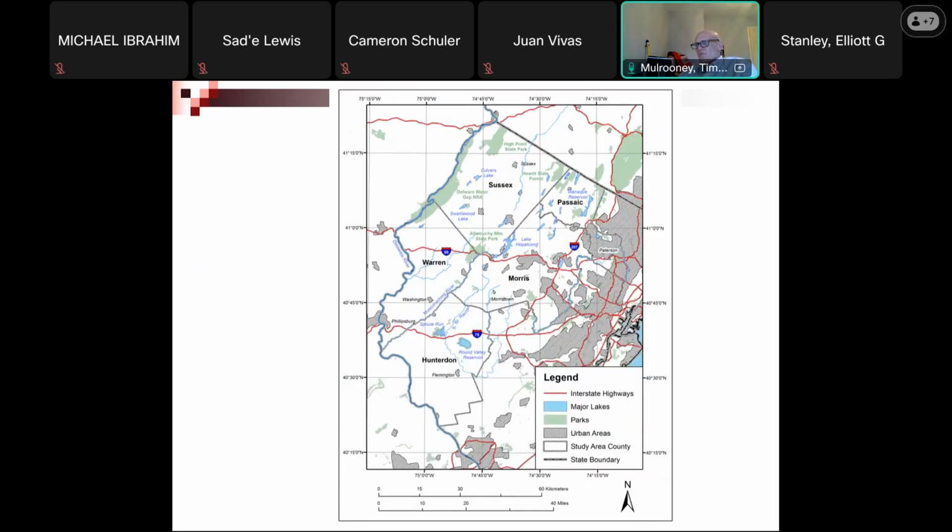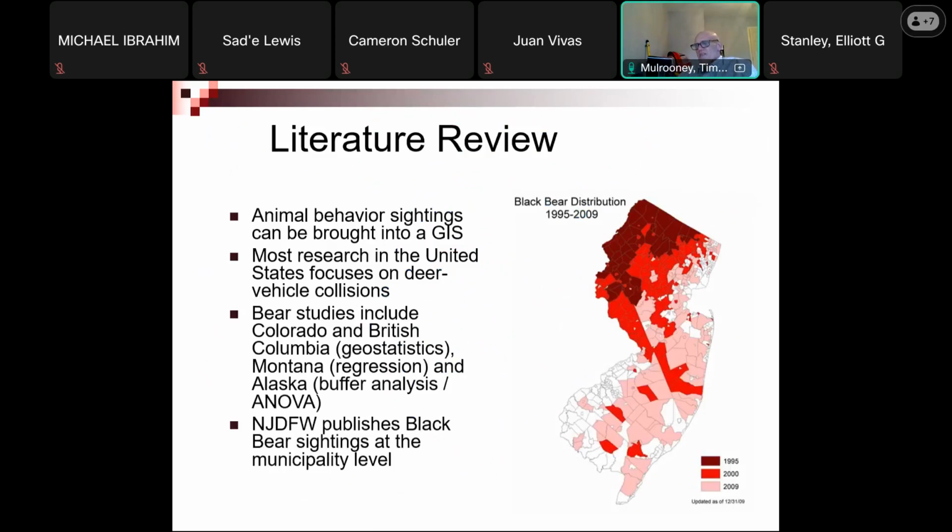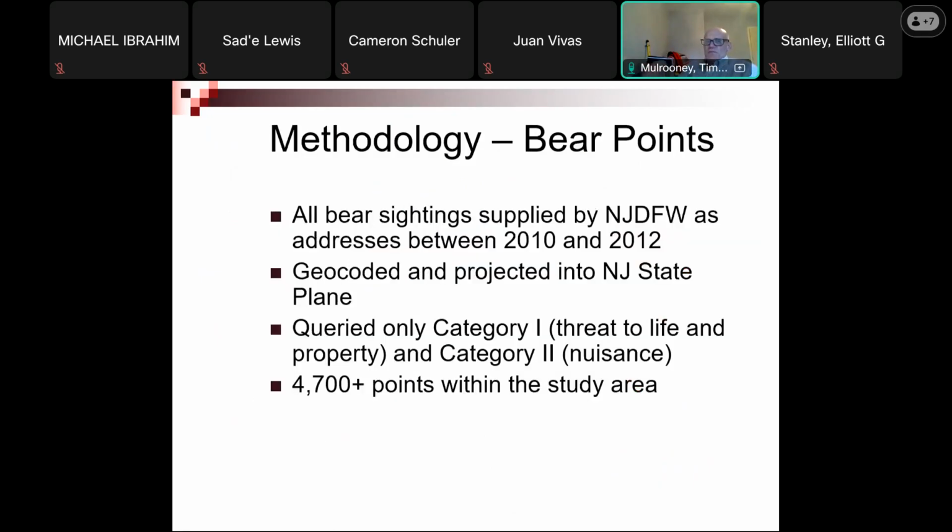And so once again, we did this study, and you can see the spread of the bear population, where in 1995 the black bear went about this far. This is kind of when I left. And by now you can see they're in all these different counties. And we created the quadrants, and we'll talk about the quadrants because we've done previous bear studies in Colorado, British Columbia, and other places. But these were provided as addresses between 2010 and 2012.